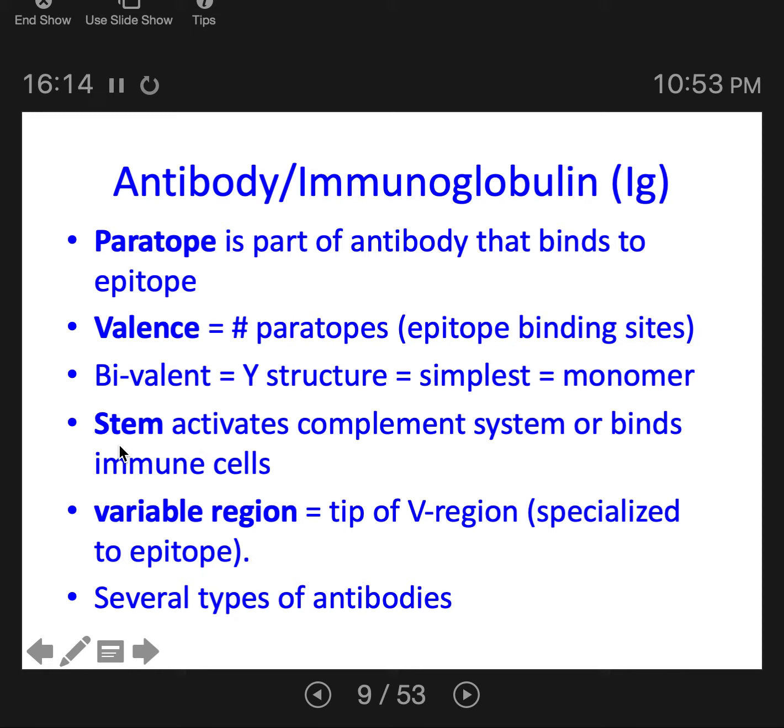And then the stem is the constant region. The stem does not vary because its job is to communicate with immune cells. So if an immunoglobulin, like an antibody, binds to a pathogen on one end at the epitope, the constant region has to then bind to an immune cell to activate it.